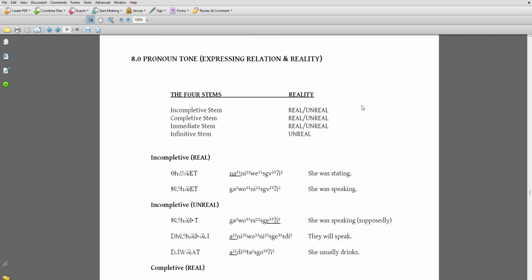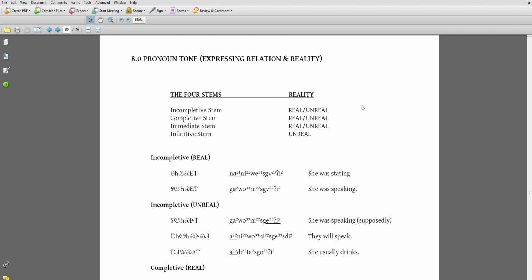Pronoun tone expressing relation and reality. The 4 stem forms: incompletive stem, completive stem, immediate stem, and the infinitive stem. The incompletive stem can be real or unreal. The completive stem can be real or unreal. The immediate stem can be real or unreal. The infinitive stem is always unreal. So I'm going to give examples of how they can be real and unreal.